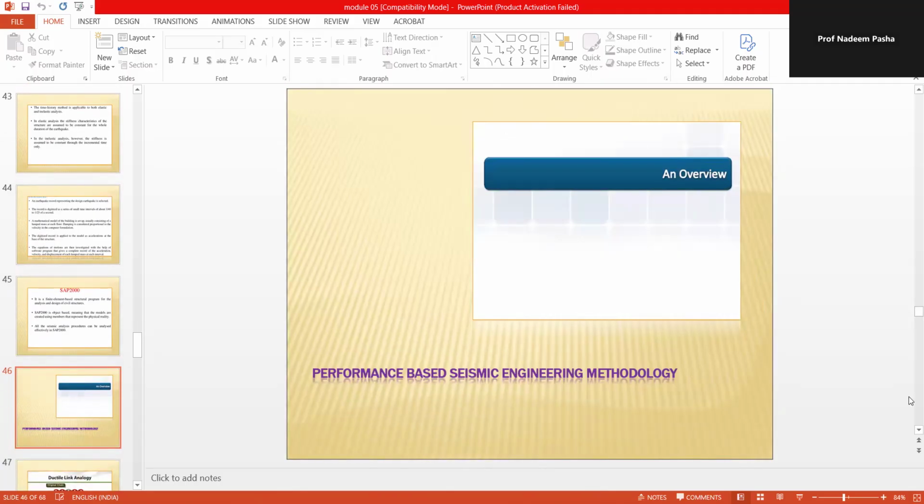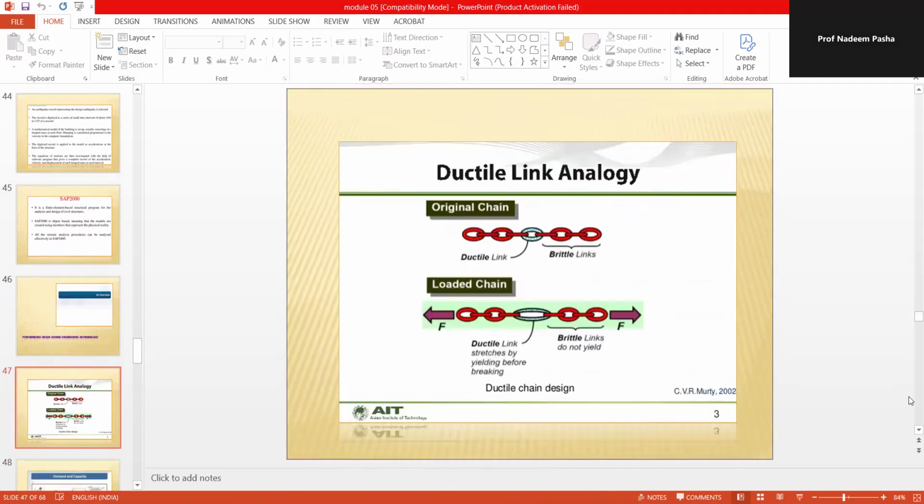And overview, performance-based seismic engineering methodology. So this is the ductile link analogy: original chain, ductile link, brittle links, loaded chain. So this is the ductile link stretched by yielding before breaking. This is the brittle link, so we do ductile chain design.